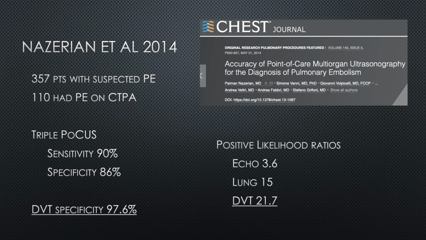They also looked at positive likelihood ratios, and echo was actually not very good, only 3.6. But lung, so wedge infarcts, was 15, so very good, and DVT was fantastic, 21.7.